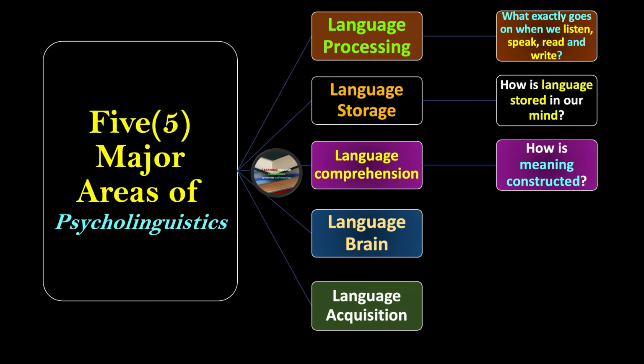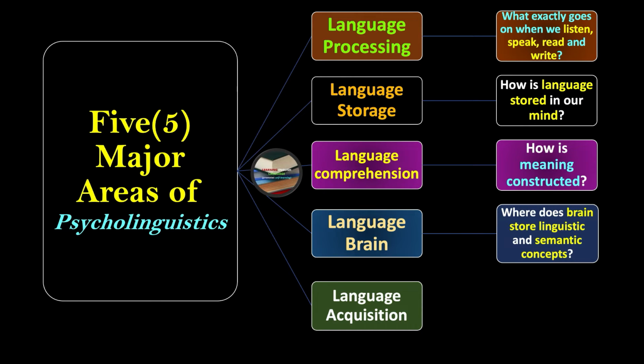Then we have language and brain. In other words, we can say neurolinguistics. The connection, the deep relationship between language and the brain. Where does the brain store linguistic and semantic concepts? Whatever we receive, where does it go? How does the brain save all such information about linguistic and semantic concepts?